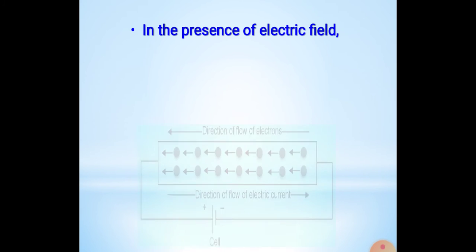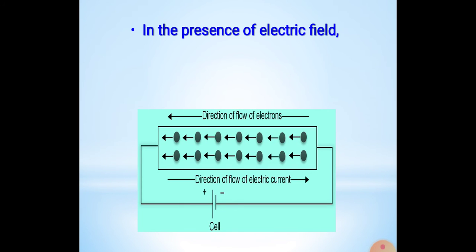Then we can move on to the fourth postulate, that is in the presence of electric field. This can be explained by using this diagram. So we have a material here and this material is connected with a cell. Cell means it is a battery. So we have two terminals, one is the positive terminal, another one is the negative terminal. When this material is connected with the battery, we are giving an electric field. That means it is in the presence of electric field.